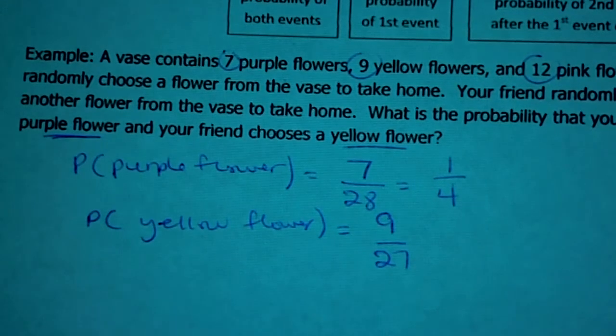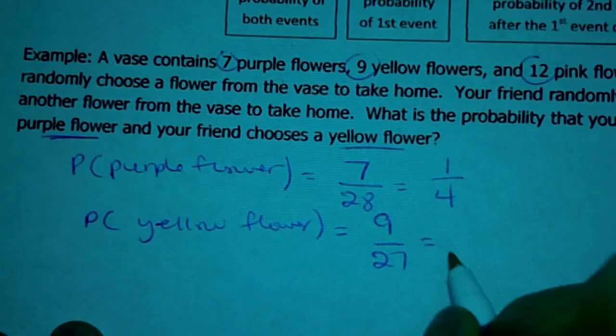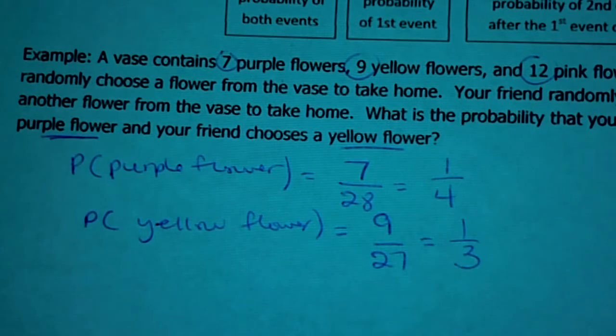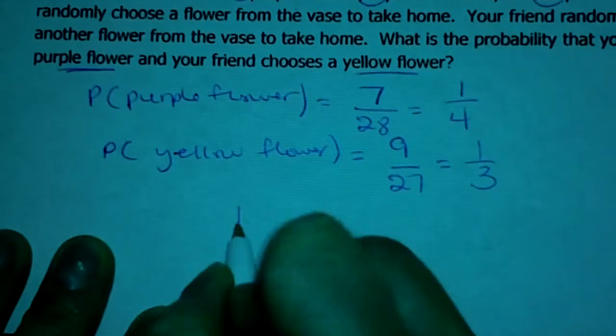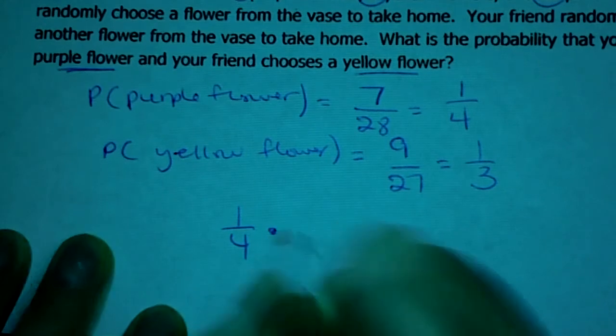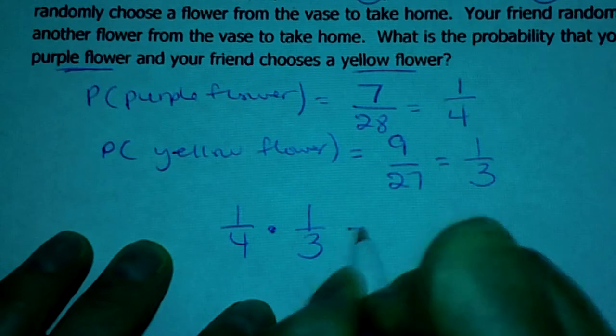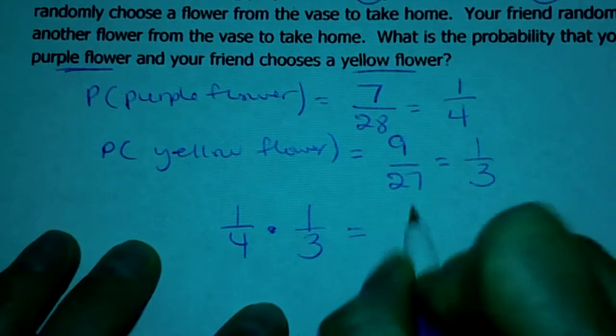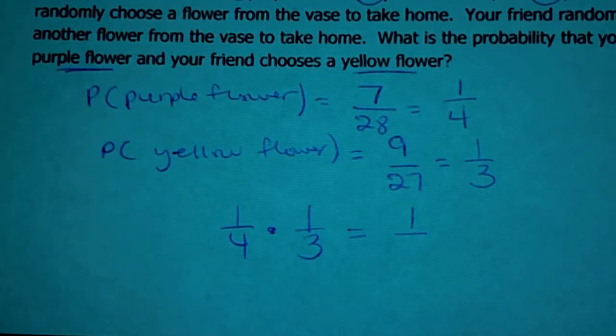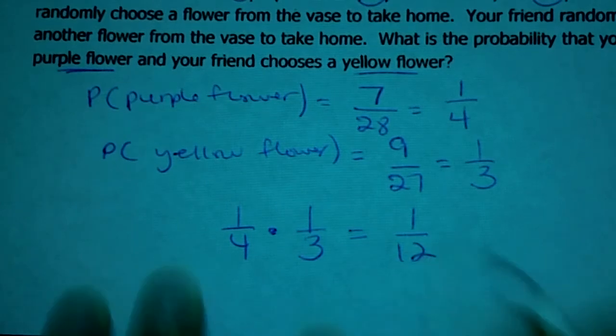So the chances of your friend picking a yellow one are now 9 out of 27, which of course simplifies to 1/3. So if I want to know the probability that I choose a purple and my friend chooses a yellow, I'm going to take the probability of my event and multiply that by the probability of my friend's event after I picked my flower. And 1 times 1 is 1. And when you multiply your 4 times 3, you get 12.